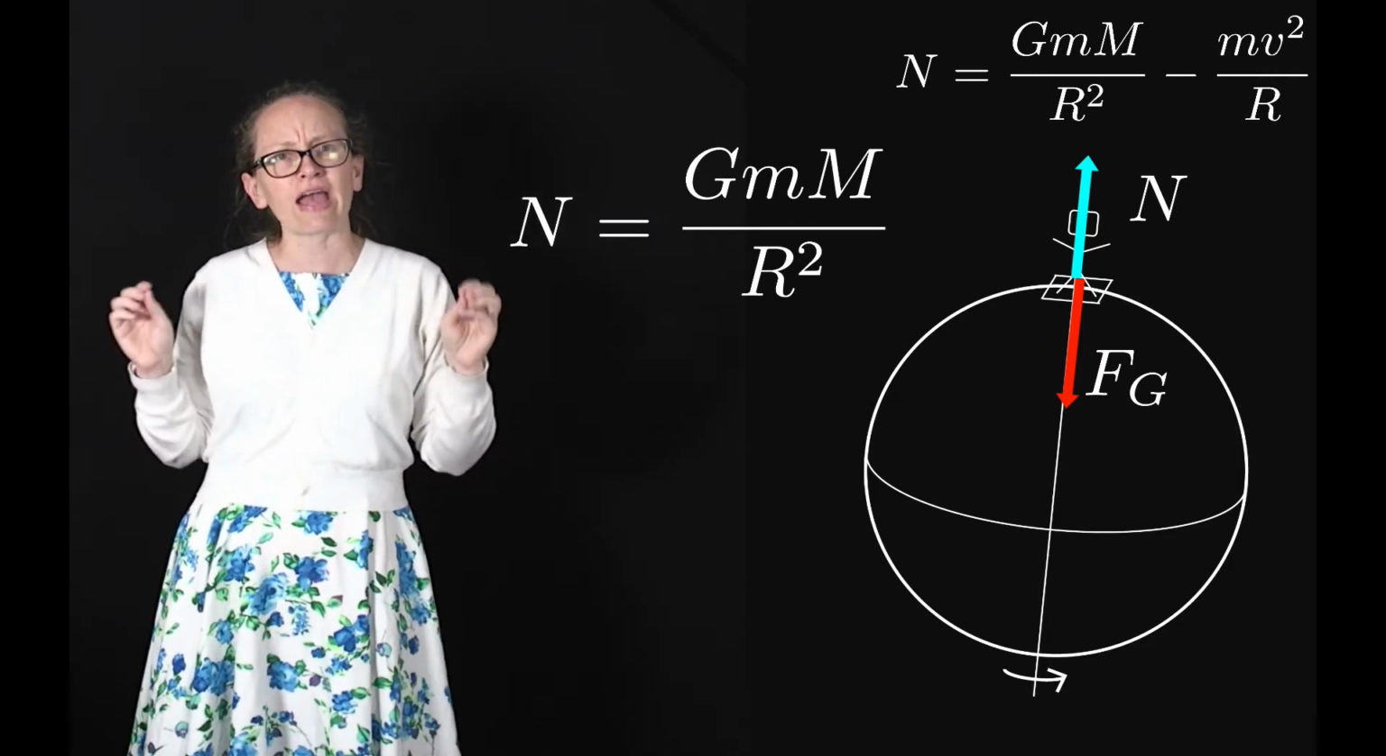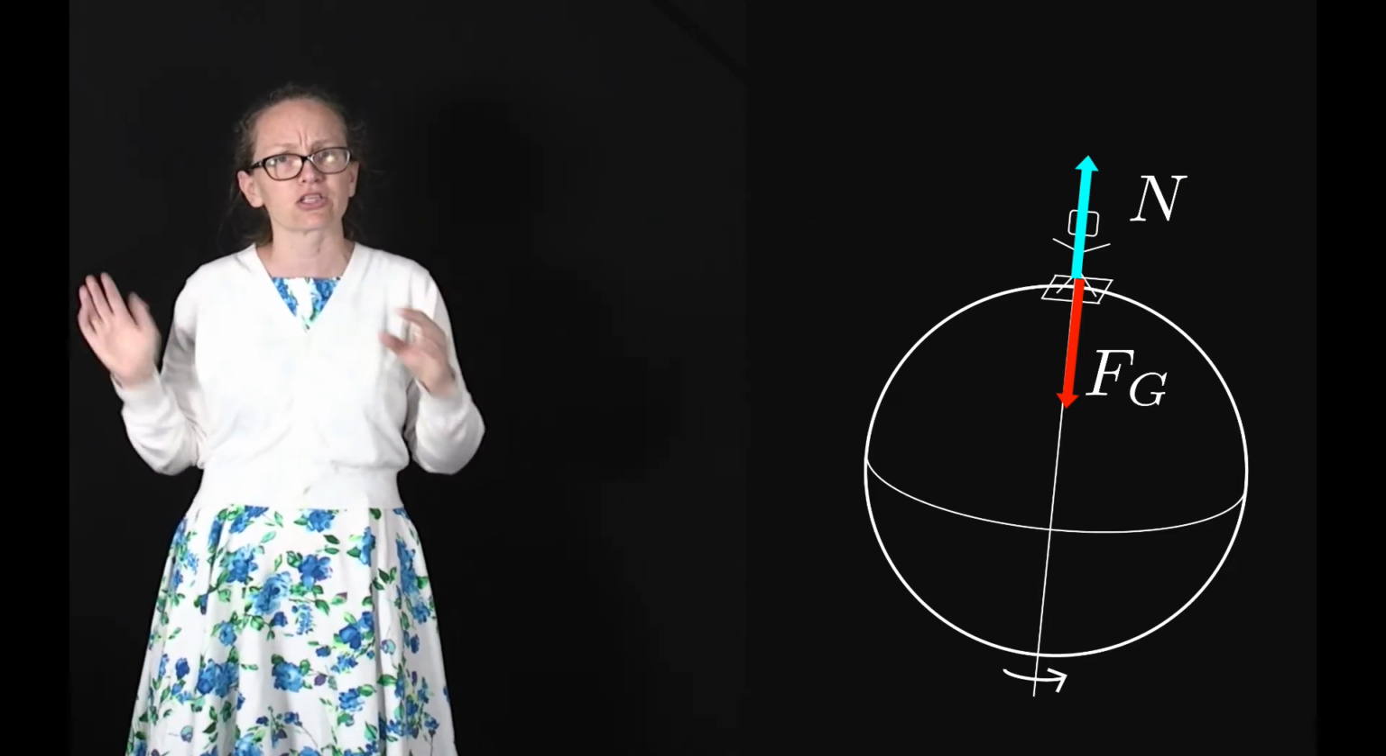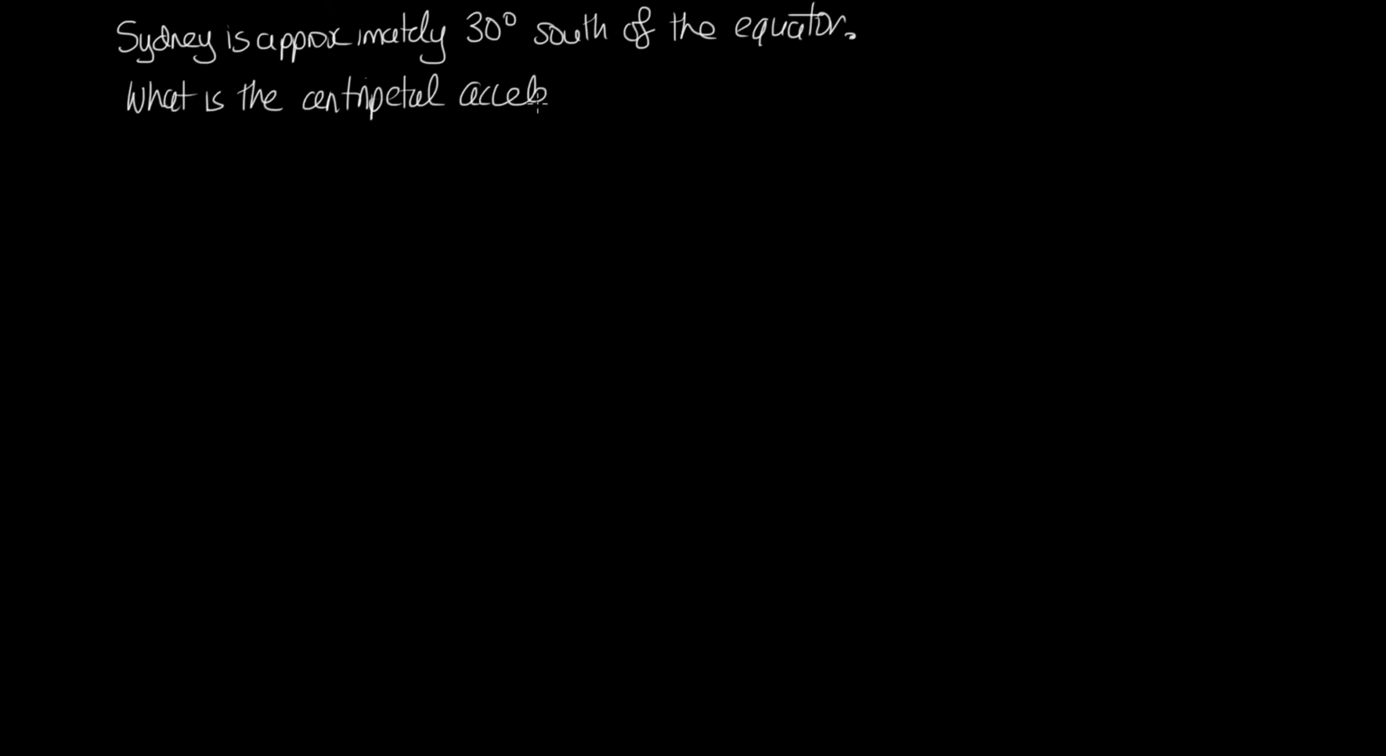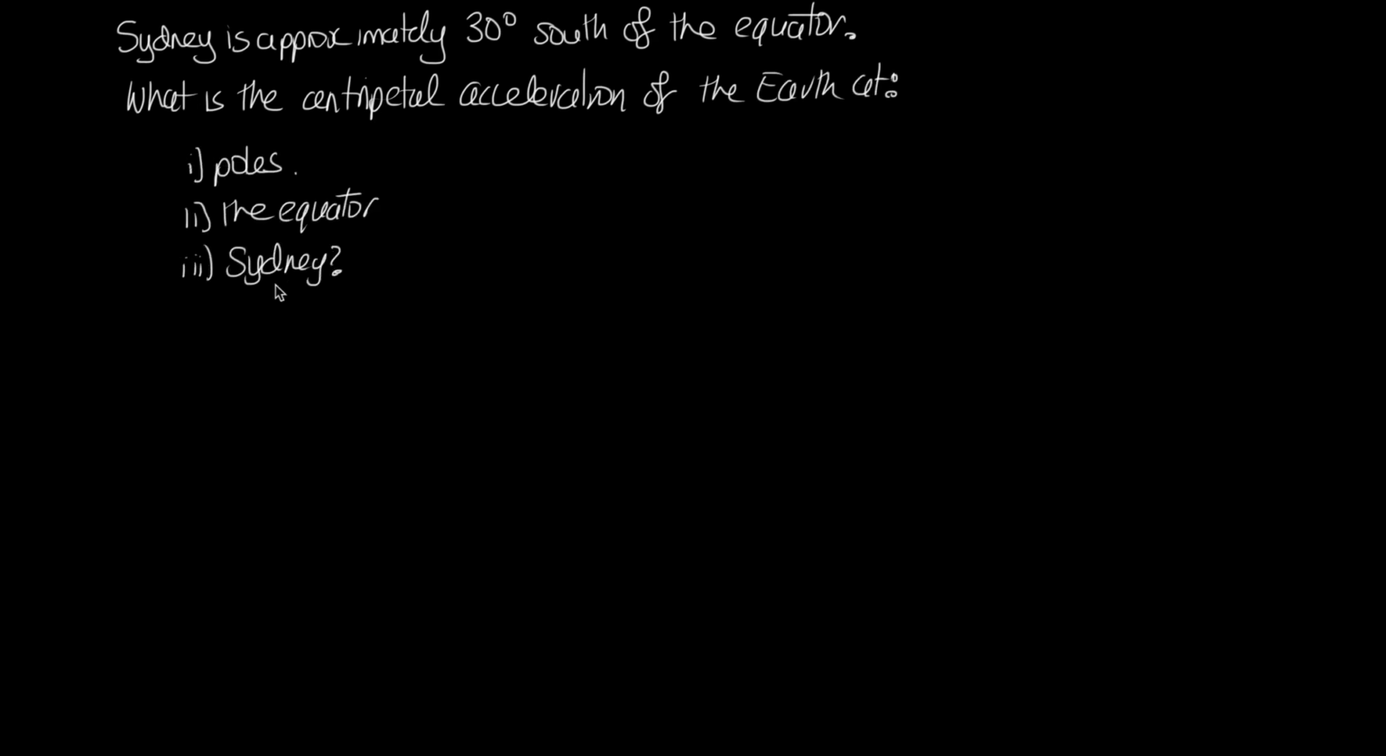So let's look at a problem that we can solve using this now. The question is: Sydney is approximately 30 degrees south of the equator. What is the centripetal acceleration of the Earth at 1. the poles, 2. the equator, and 3. Sydney? And then how large is this effect on the measurement of g?